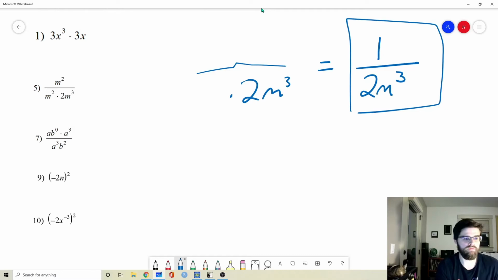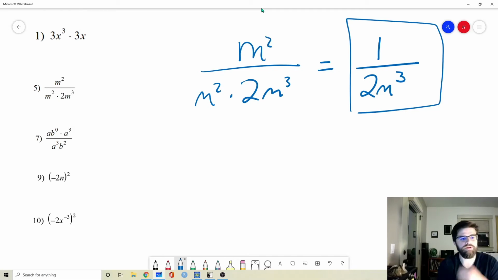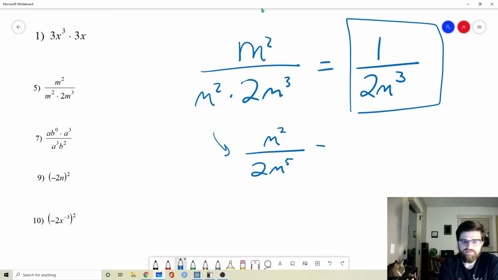All right, so we have m squared on the top and the bottom. Okay, so if we were doing this with our exponent properties, then we would simplify the bottom first. So we get 2m to the fifth power, right, because 2 plus 3. And then I'd use my quotient rule. I'd do 2 minus 5 to figure out the exponent for m. And I would get negative 3.